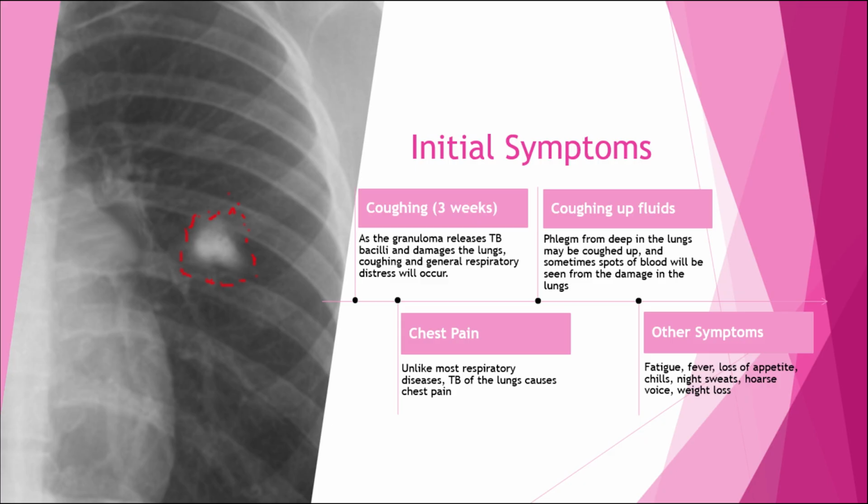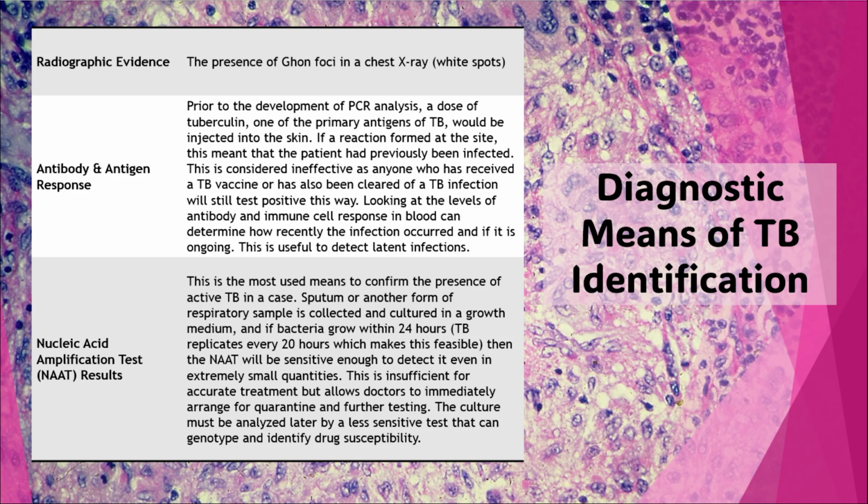Diagnostic means of tuberculosis identification. One of the primary ways to identify an active tuberculosis infection and also prior infection is radiographic evidence: the presence of Ghon foci in a chest x-ray. These will be white spots of calcified tissue, often indicating a previous infection, possibly during childhood.